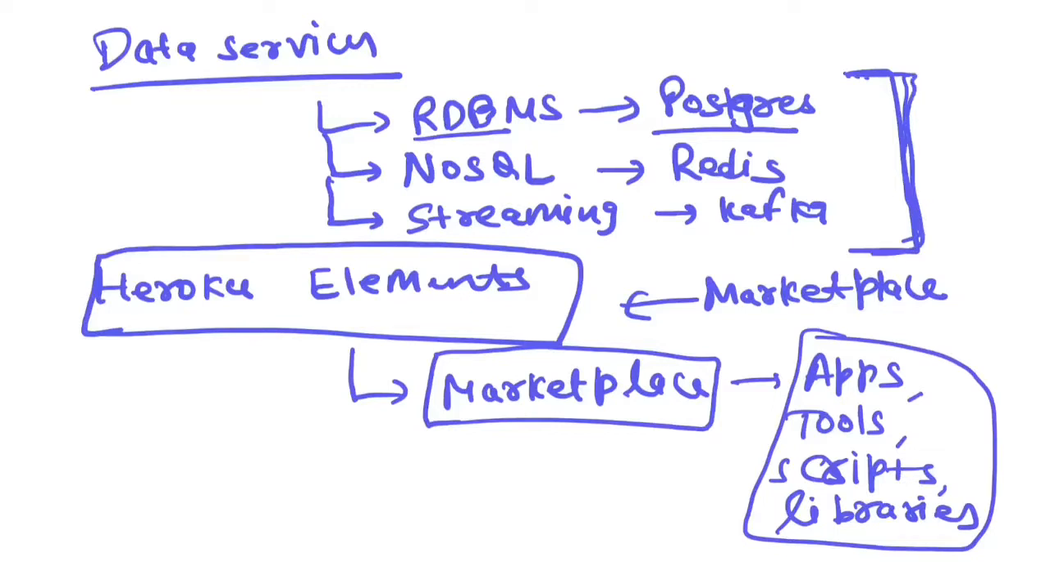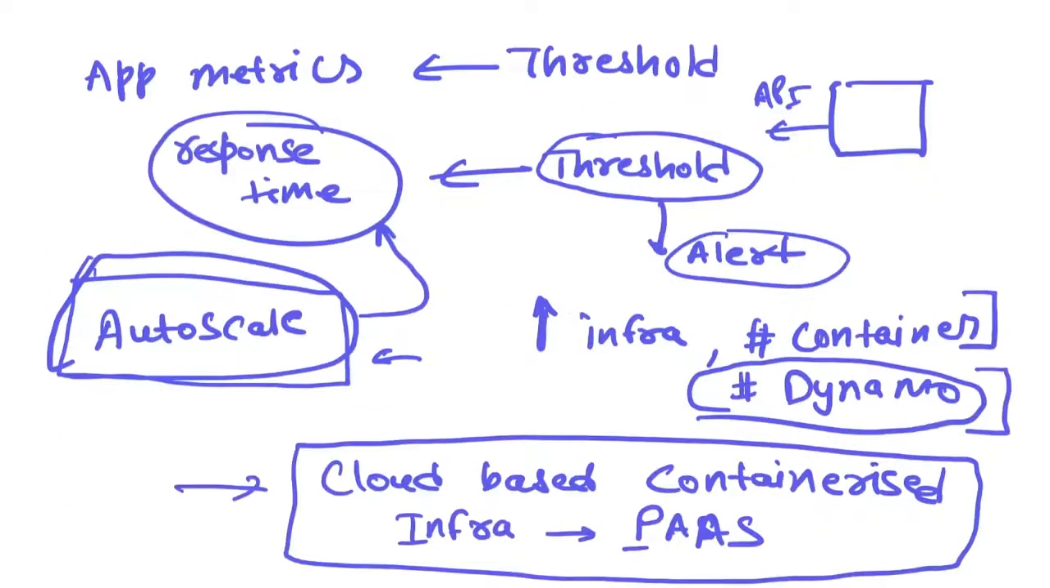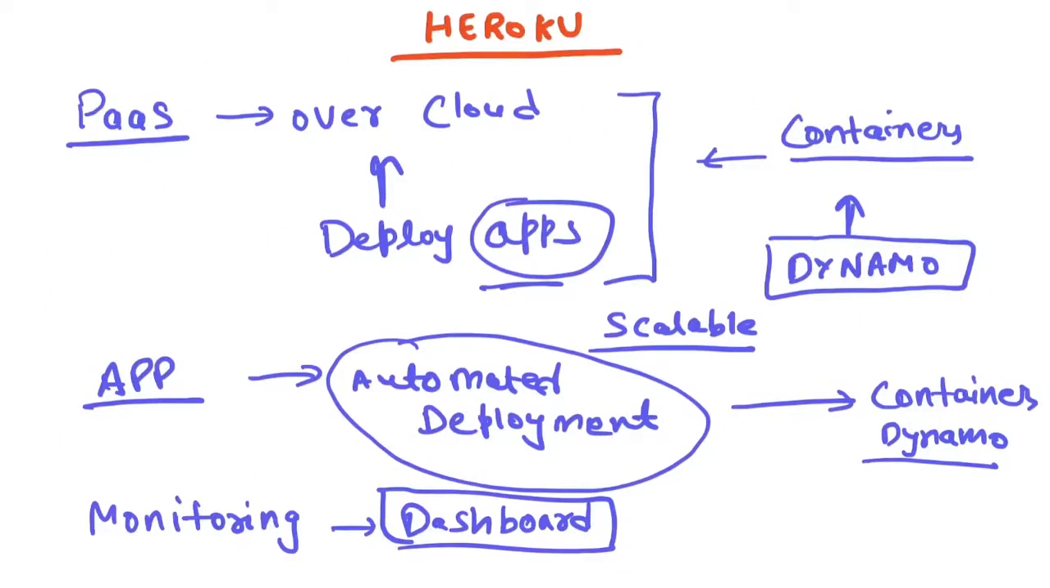So these all are fully managed data services, and the marketplace is something which you can install, and then you can manage it on your own. You can configure it on your own. You can choose how you want to run particular apps or tools or scripts or libraries within your application. So these all offerings are offered by Heroku. Along with this, there are other components also. Let's say Heroku Enterprise, Heroku Connect. So all these things are extended services over the cloud platform, but the main idea is that it offers you infrastructure where you can deploy your applications over cloud in a containerized way.